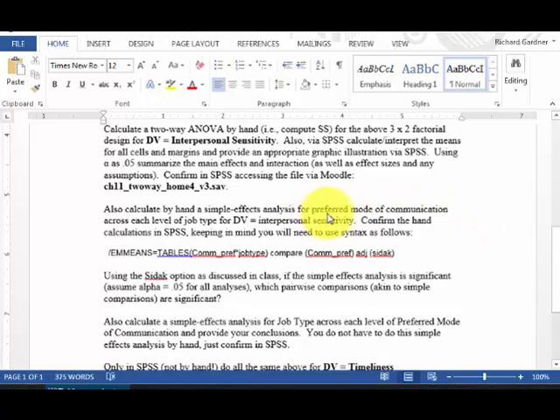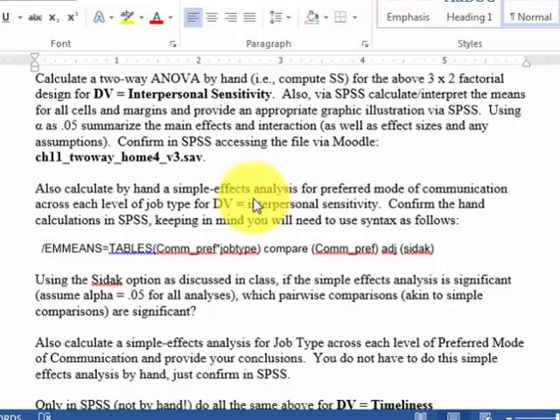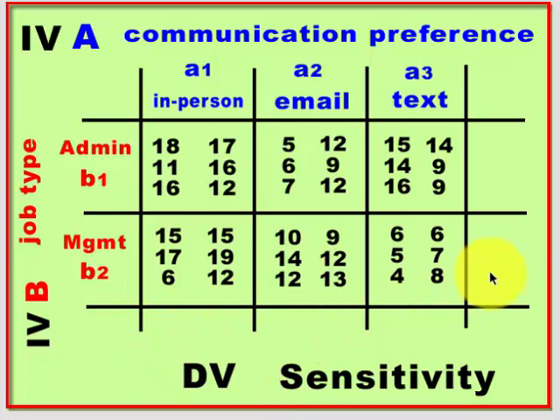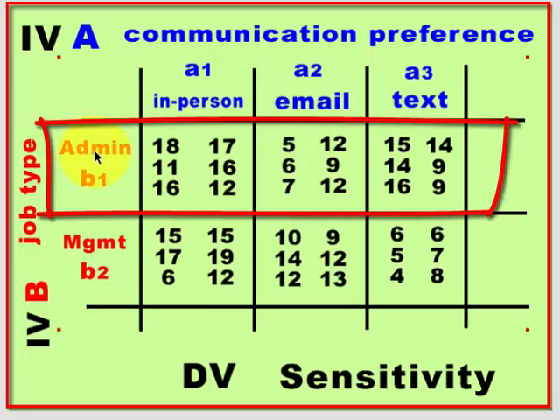This first one, he wants you to run the complete preferred modes of communication across one single level of the other IV. So let me make sure I got this right. It looks to me like he wants you to strictly look at the administrators. This is going to be a simple effect. Strictly look at the administrators across in-person, email, and text.